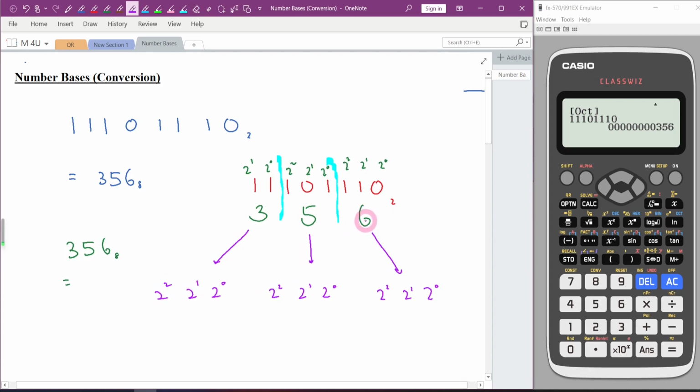Okay, I want 6. So as I told you just now, start from the largest place value. When I write 1 here, 1 times 4, I will get 4. I still need 2. I put 1 over here. Settle for this number 6.